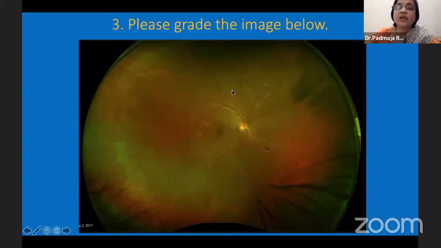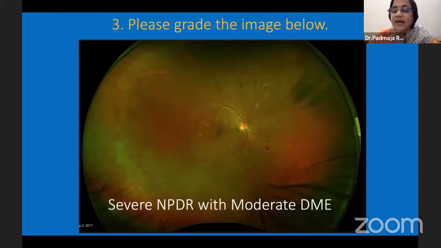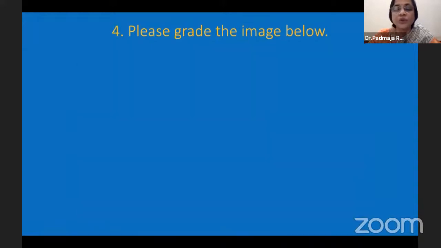If you carefully see the hemorrhages, they're actually in all quadrants. Yes. So severe NPDR is correct. And about diabetic macular edema, do you think it is mild, moderate, or severe? Moderate DME. Someone has already answered it is a moderate DME. So the answer is severe NPDR with moderate DME. As Rajiv already said, anything with moderate or severe NPDR, we need to refer.